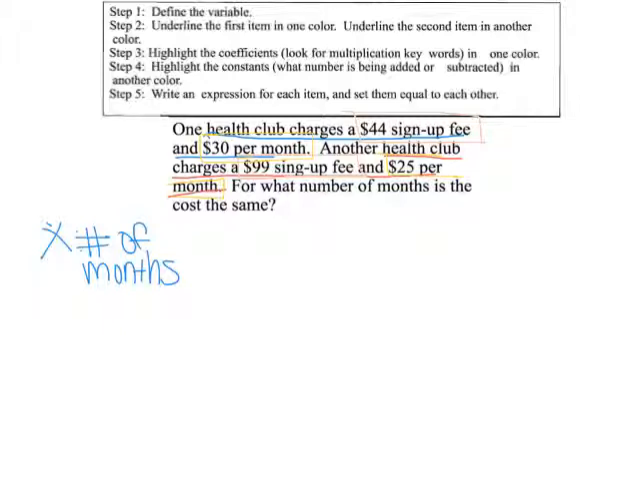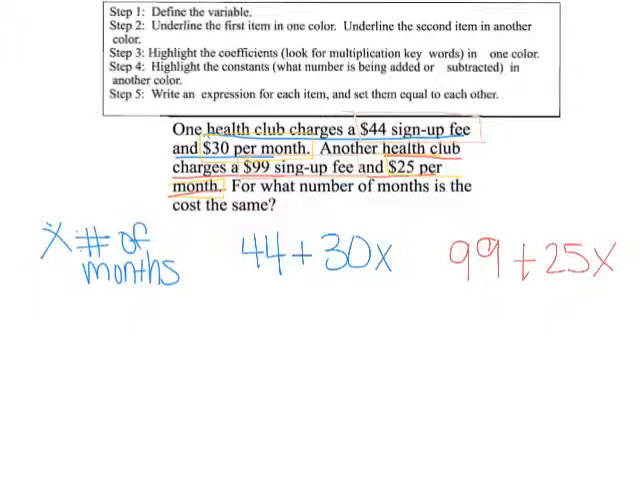Now we're going to write our expressions. So the first one, it's a $44 sign-up fee. And then you're also going to pay an additional, which means we're adding, $30 per month. We don't know how many months, so it's 30x. Your other one is a $99 sign-up fee plus that additional $25 per month. We don't know how many months, so that's 25x. Then you take your 2 expressions and you set them equal to each other to get an equation. Anytime you see this word same, remember you're always going to have an equation that will look like this, and you follow this method.